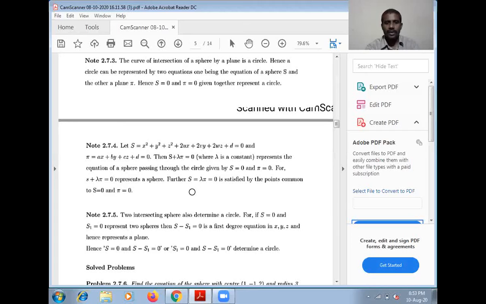Further, S plus lambda pi equal to 0 is satisfied by the points common to S equal to 0 and pi equal to 0. So S equals x square plus y square plus z square plus 2ux plus 2vy plus 2wz plus d equal to 0, and pi equals ax plus by plus cz plus d equal to 0.